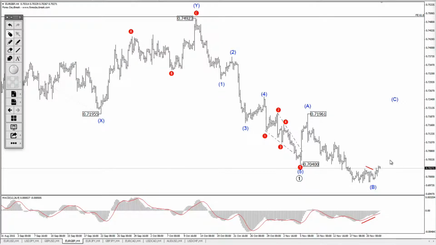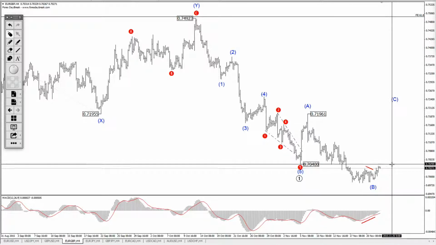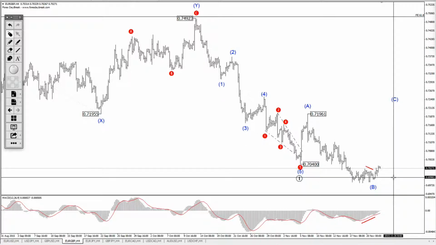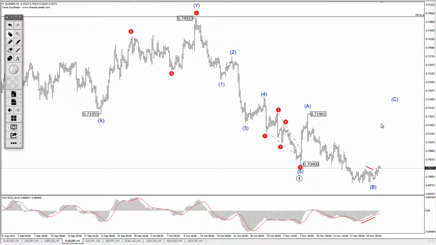So I have a buy stop order here, and it is at 0.738 I think. Stop loss for that is 0.70 flat, and take profit around 0.72. So I'm expecting this 5-wave structure to reach at least the previous A-wave peak or a little bit higher. So 0.72 is quite a nice round take profit level for this pair.